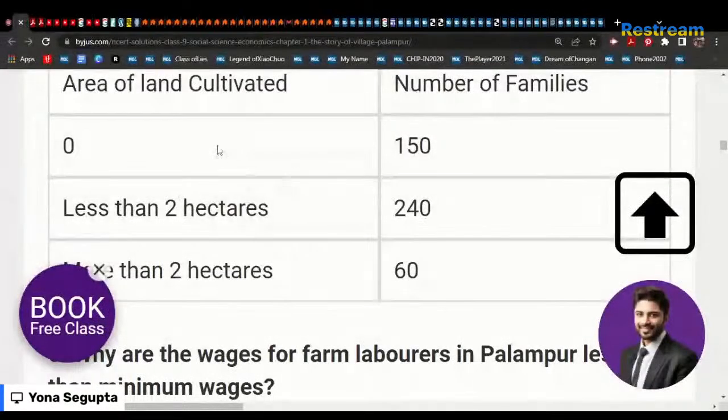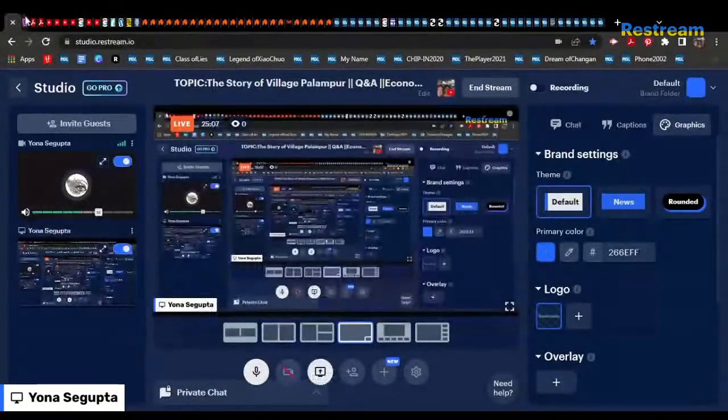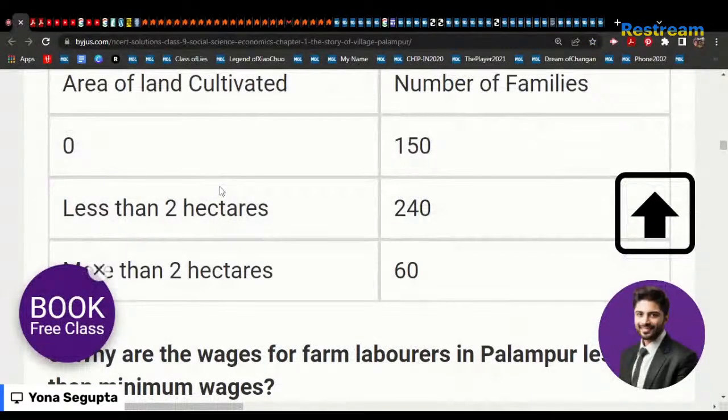Okay, can you see? Here, the area of land that is being cultivated and the number of families. The area of land cultivated is 0, then the number of families will be 150. Less than 2 hectares, then it will be 240. More than 2 hectares, it will be 66. Okay, understood.